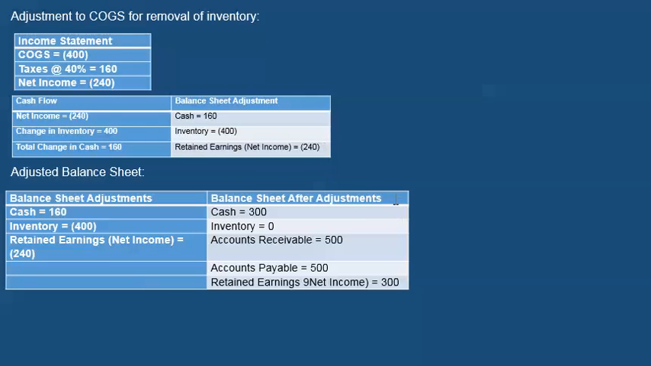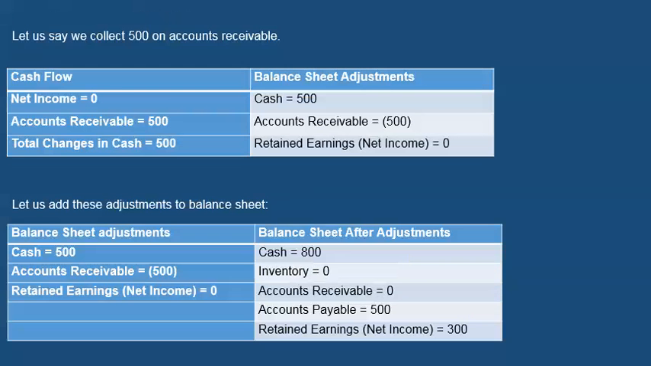And our adjusted balance sheet after the adjustments looks like cash equals 300. Inventory is now 0. Accounts receivable is 500. Accounts payable is 500. Retained earnings or income is 300. Let us say we collect 500 on accounts receivable. Our cash flow looks like this. Net income equals 0. Accounts receivable is 500. Total change in cash is 500.